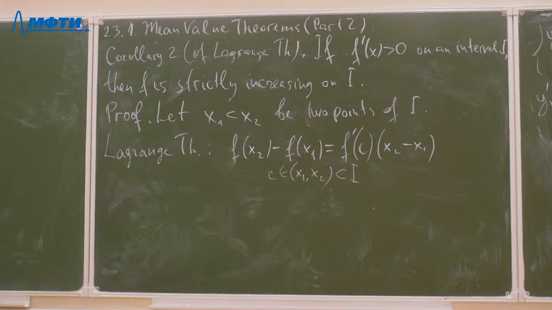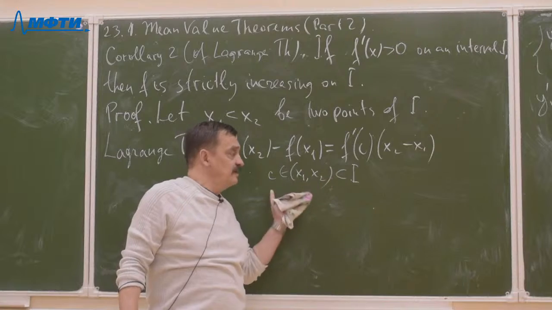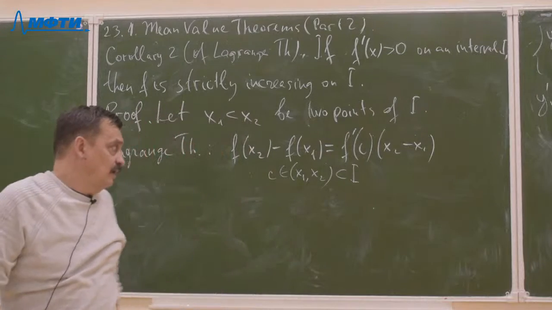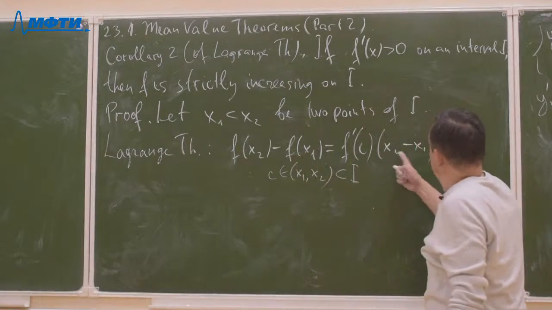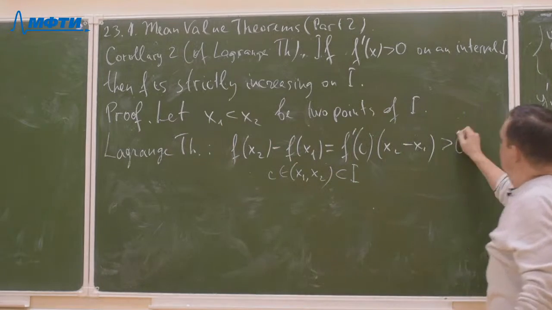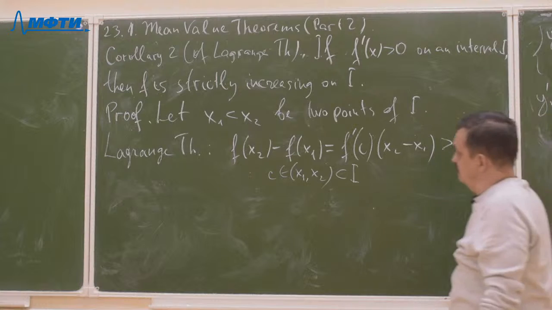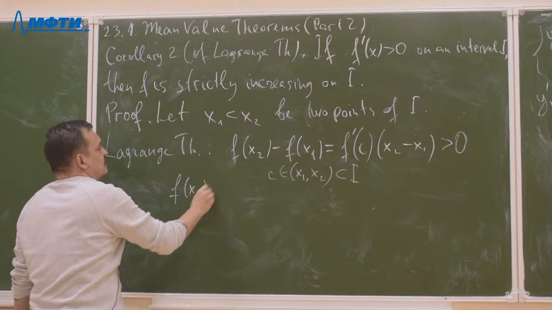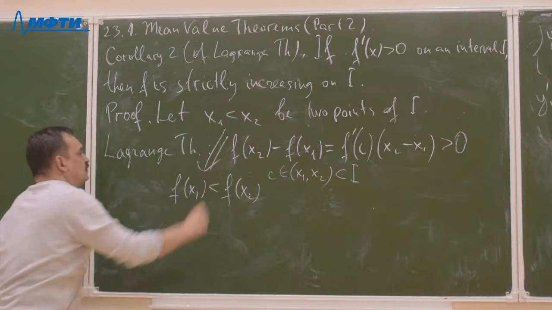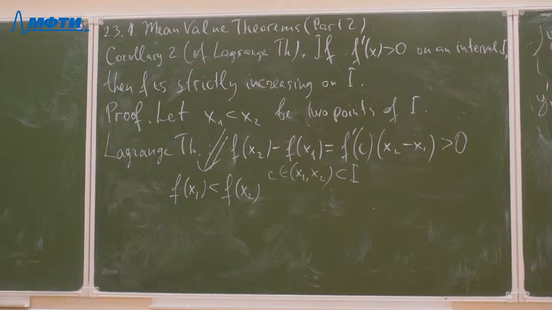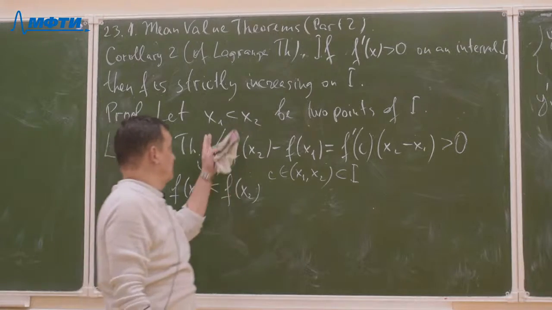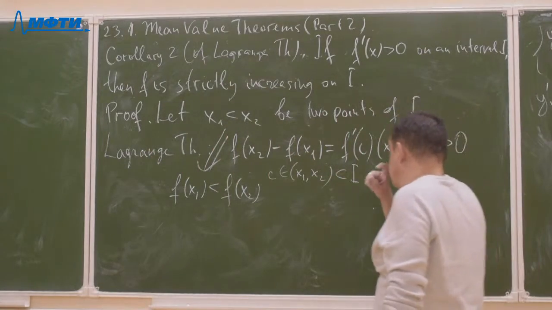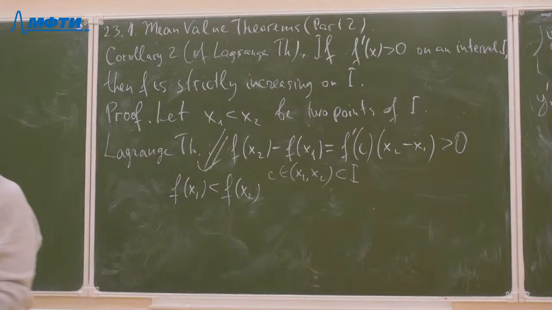And since c belongs to I, the derivative at that point, by our supposition, is positive. Hence, the derivative is positive, x2 minus x1 is positive as well, so the right hand side is positive. And it means, for arbitrary x1 less than x2, we have f of x1 less than f of x2. So we deduce the inequality f of x1 less than f of x2 from the inequality x1 less than x2. And that is precisely the definition of strictly increasing function on a set. That's it.